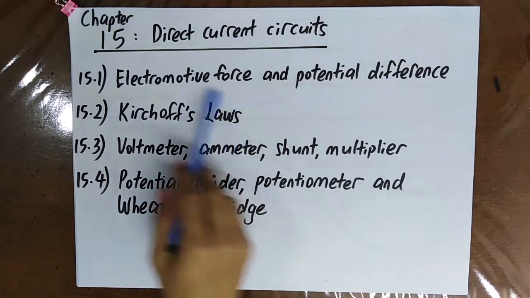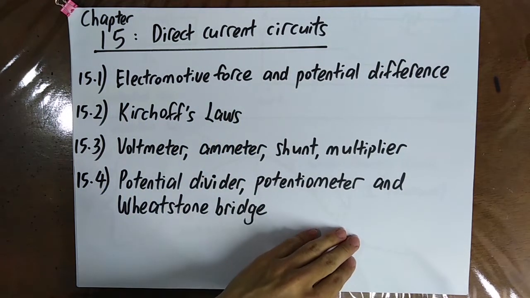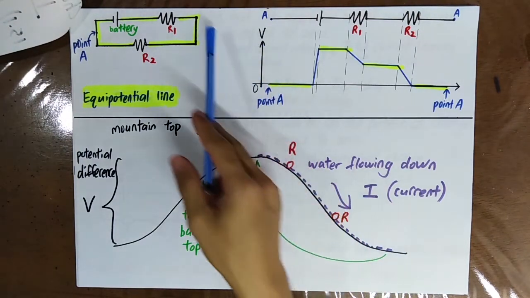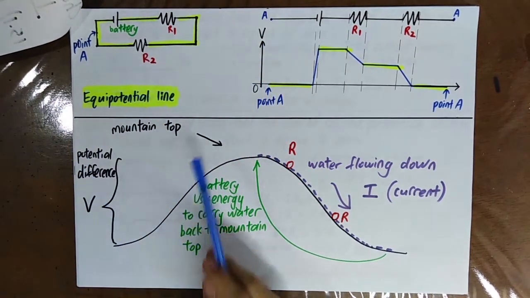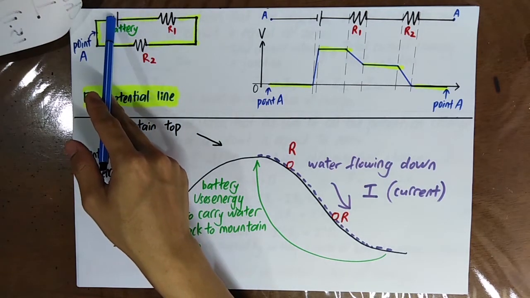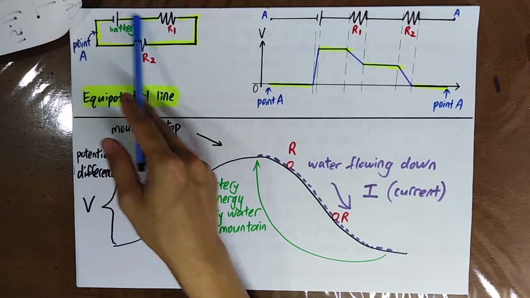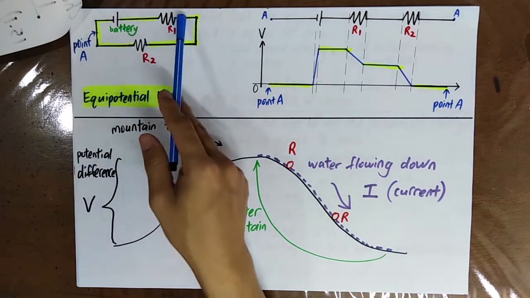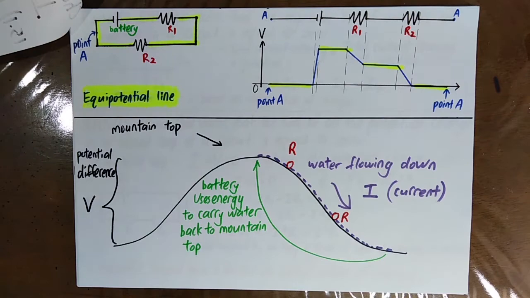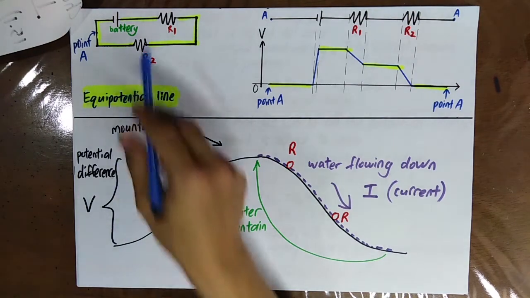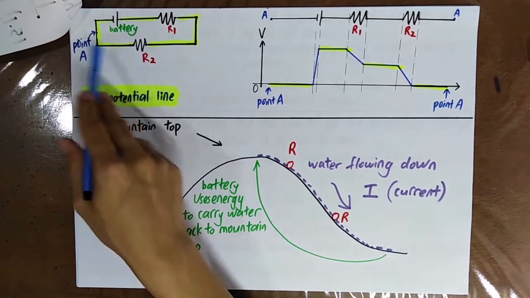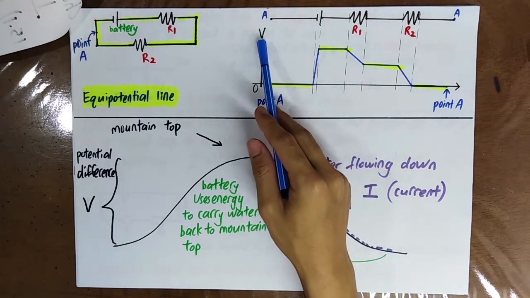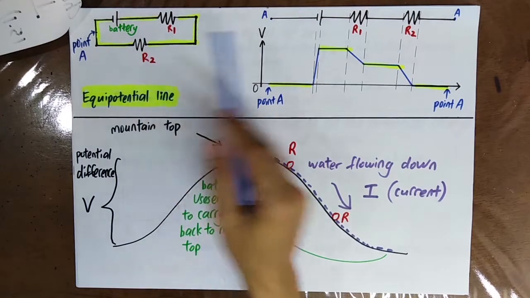Okay, in this video we will talk about Kirchhoff's laws. But before this, I think I need to show you the potential graph of the whole circuit first. Let's say that the battery is connected with two resistors, and the connecting wires are a perfect conductor. That means that the wire itself has no resistance. So you know that the potential graph of the circuit is like this.